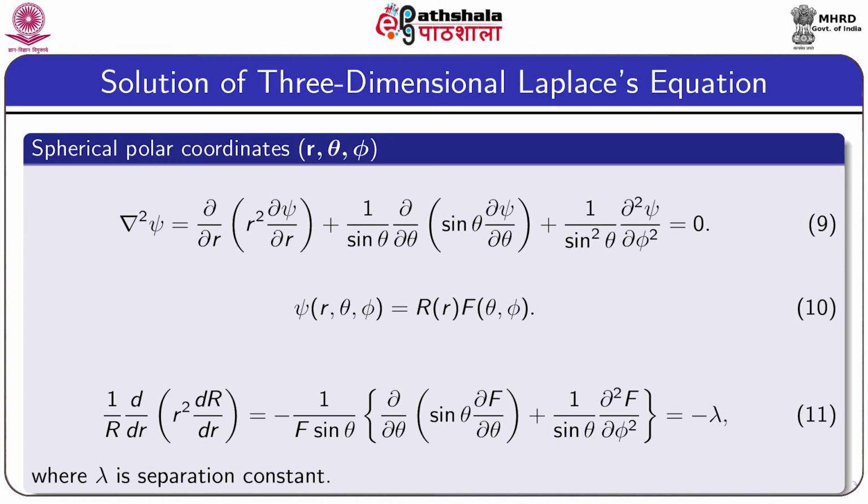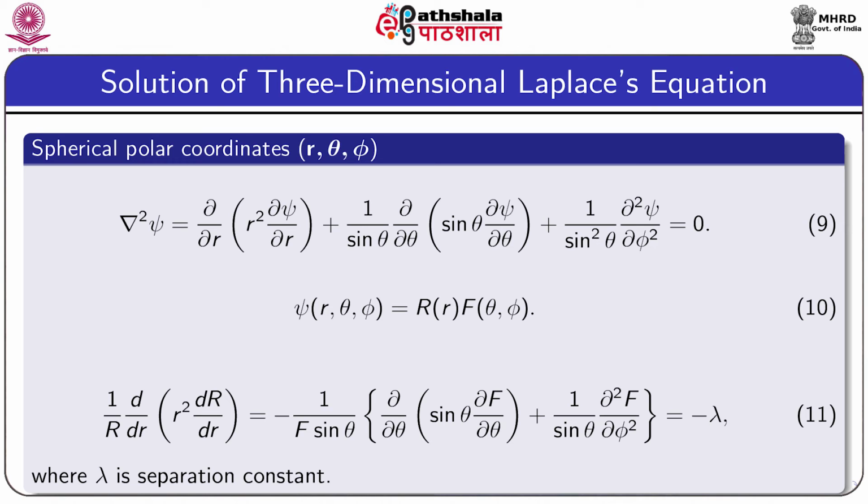Now, I am going to discuss the solution of Laplace equation in spherical polar coordinate system. The Laplacian in spherical polar coordinate system is given in equation number 9. Here we are applying the same method, the method of separation of variables, to find the solution. First we are separating the variable r from the variables theta and phi. That is given by the relation 10. If you substitute 10 in 9, we obtain the equation which is written in equation number 11.